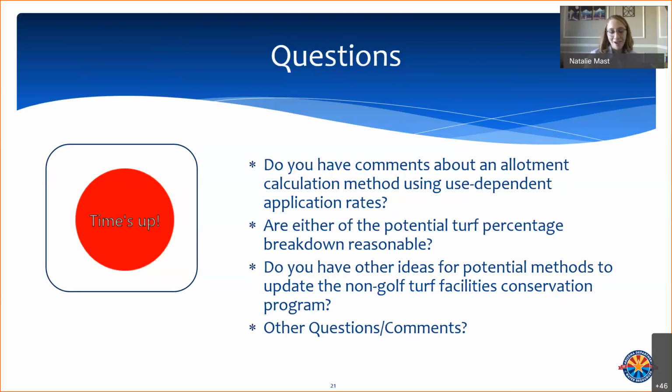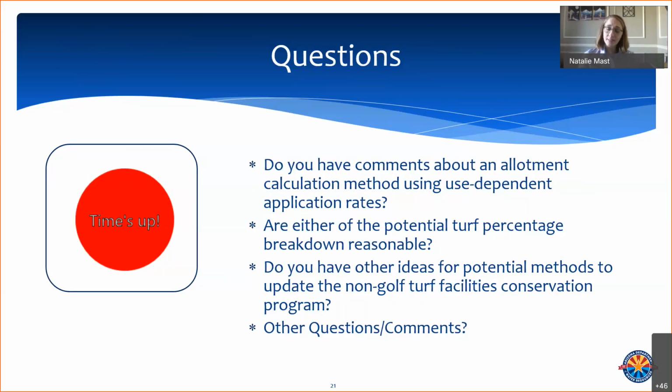It's not to say that you have to apply a certain amount of water to your athletic fields and a certain amount of water to your ornamental turf. You are able to use the entirety of that water across the facility as you see fit. So on the administrative side, on our side, the calculation would be a little bit different, but we still would just be assigning a single allotment to each facility.